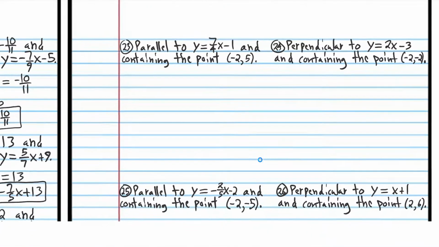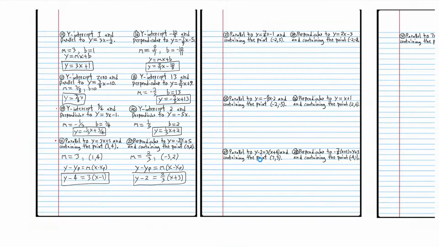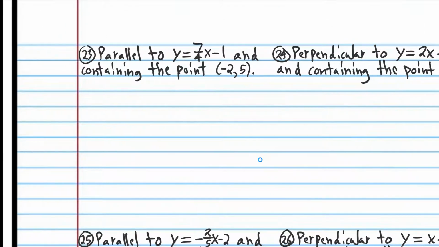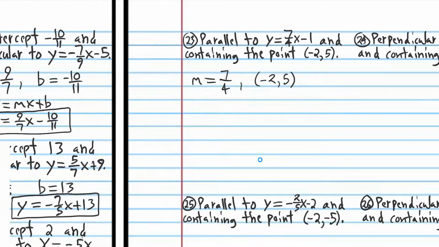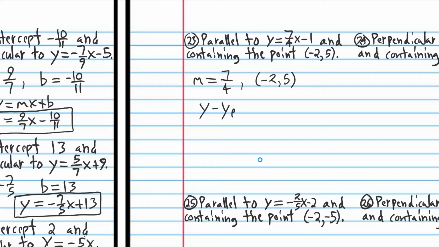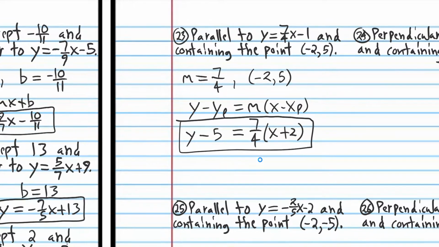So now it's time for you to try. Go ahead and try 23, and when you come back, we'll do it together. All right, we're back. So the slope of our line is 7/4, and we have a point on our line, which is negative 2/5. So we just use point-slope form. That's the easiest way to do it. Plug in the values. And there you go. So if you got that answer, good job.